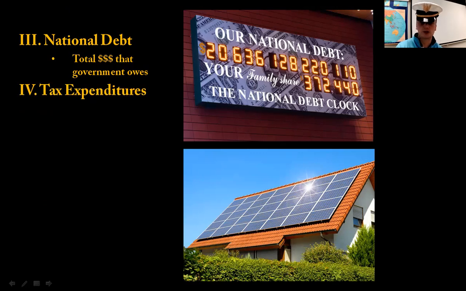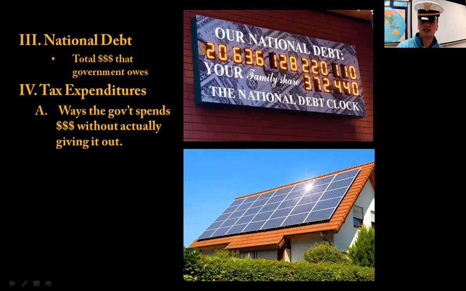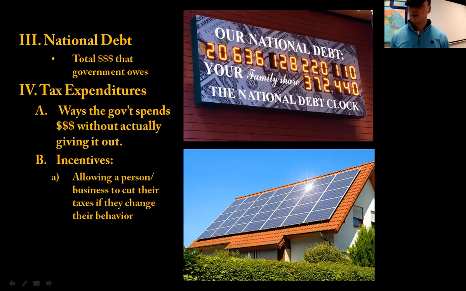Tax expenditures. Ways the government spends money without actually giving it out. What do I mean by that? We're talking about incentives. You know what a tax incentive is? That's how the government tries to control your behavior. It's like solar power. People who have solar power get tax write-offs because it's green energy and it's good for the environment.